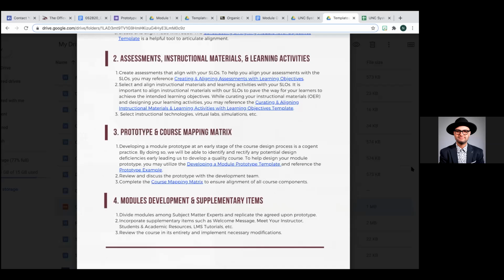In the last stage, our faculty members selected the modules or topics they wanted to work on, and they started replicating the structure of the prototype module. Once all the modules were completed, we conducted a review of all the modules and faculty made modifications if needed. So why a prototype-based process? Our use of the prototype-based process was based on two main rationales.